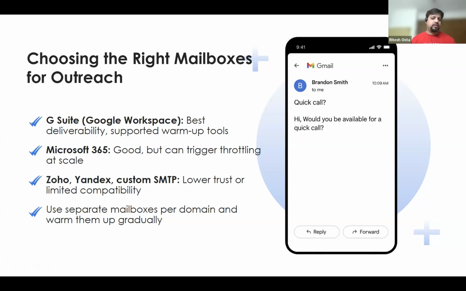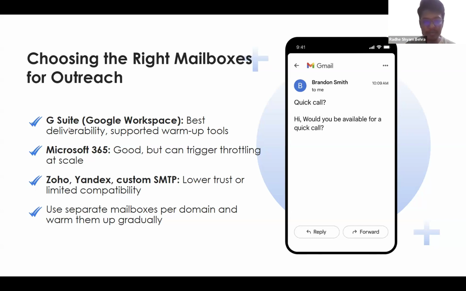What you're saying here is that the first preference is Google, then Microsoft, and others like Zoho, Yandex and custom SMTP only after these two. Is that correct? Because a lot of people come to me and say, hey, Outlook is expensive and Google Workspace is expensive, let me see if I can do it via Zoho or GoDaddy. What's your take on that? Why not Zoho? Why not GoDaddy? Why Google? Why Outlook?